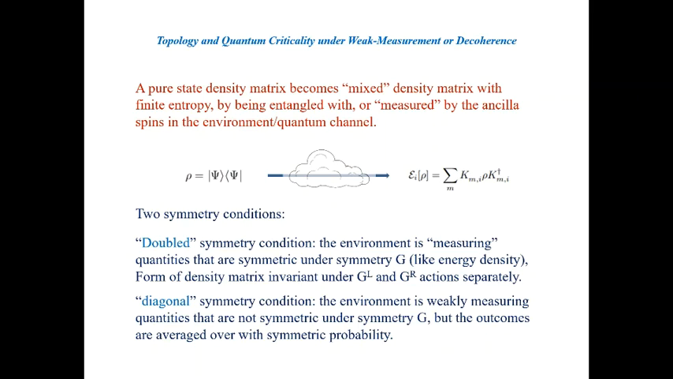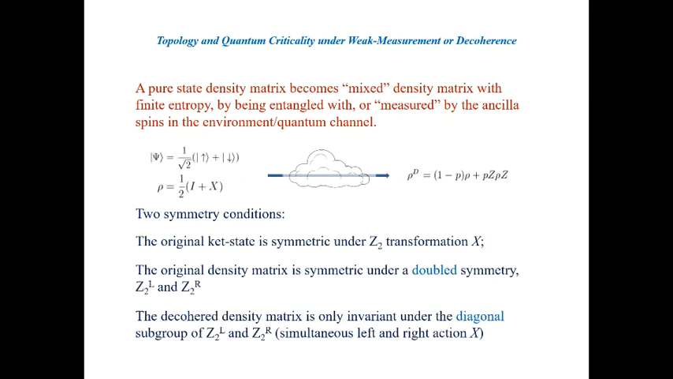But this density matrix is no longer going to be invariant under the left action of G and the right action of G separately, but it's still going to be invariant under the left and right action of symmetry G simultaneously. That's why we call this a diagonal symmetry condition. This is weaker than the previous double symmetry condition. So this can be illustrated in the simplest quantum system ever, just one single qubit.